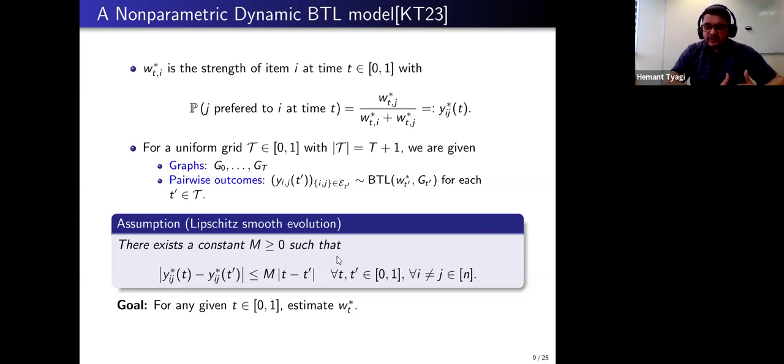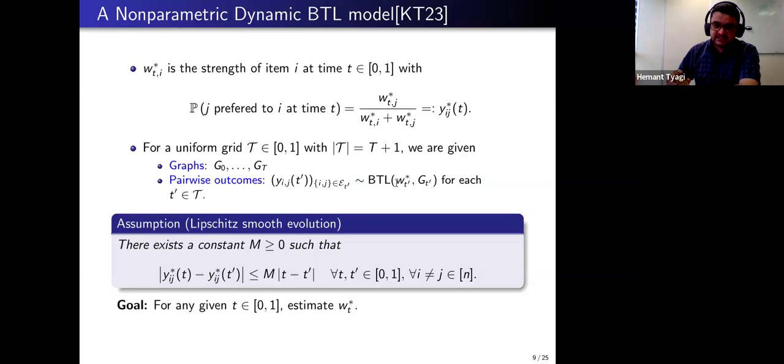So what we say is that your model is smoothly evolving over time. So you have a BTL model at each grid point, but the BTL model is smoothly evolving, which really means that your pairwise probabilities are smoothly evolving. Or equivalently, your strength vectors, up to some normalization, are smoothly evolving functions of time.